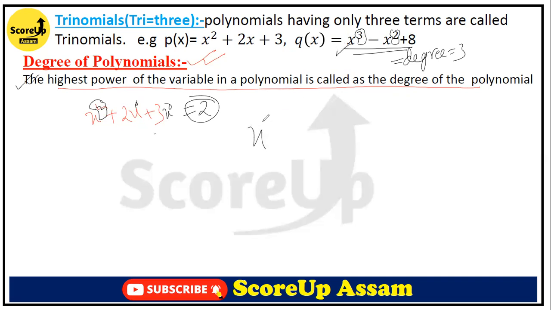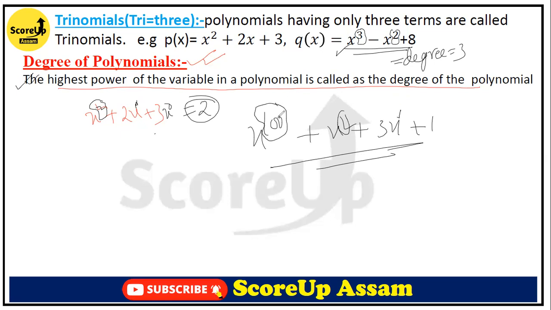Here, suppose I write x to the power 100 plus x square plus twice x plus 1. What is the degree of this polynomial? It is 100. Here it is 2, here it is 1, so which one is maximum? 100 is maximum. So the degree of this polynomial is 100. I hope it is clear. Now we shall move on to the next topic.